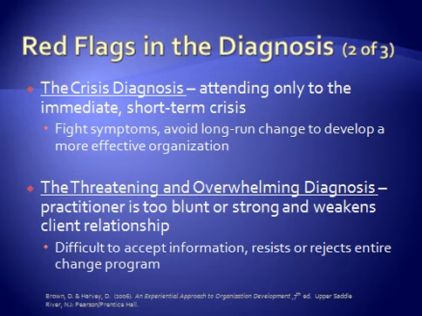A fourth is the threatening and overwhelming diagnosis. This can be when the practitioner is too blunt or too strong in giving information to the client, and it weakens the client relationship. It can be very difficult for the client to accept this information because of the way that it's given, and they could reject the entire change program based on that.